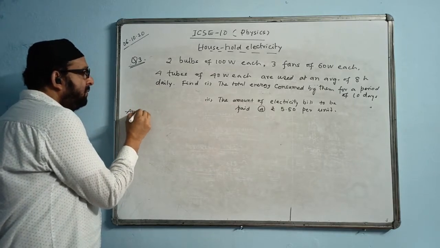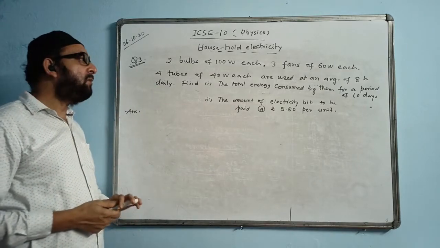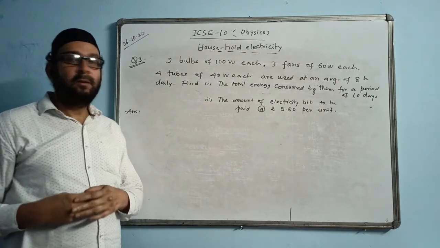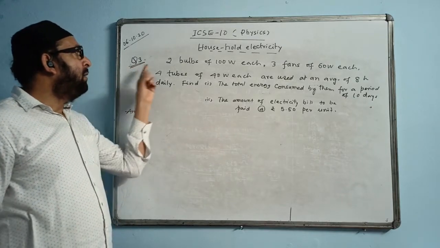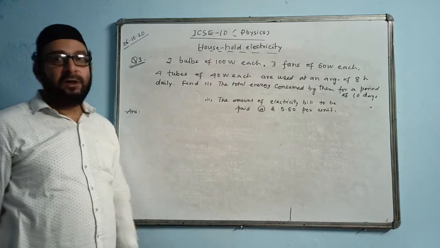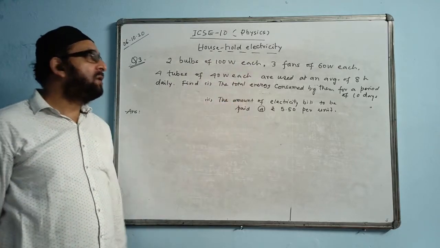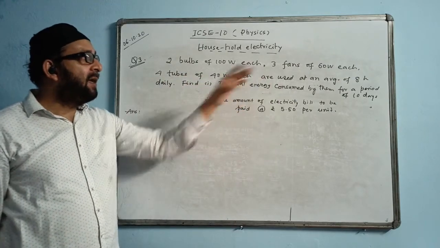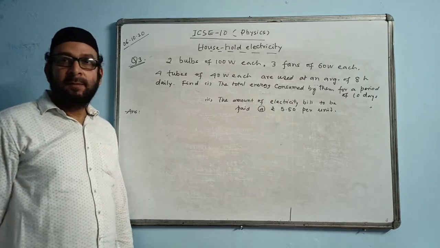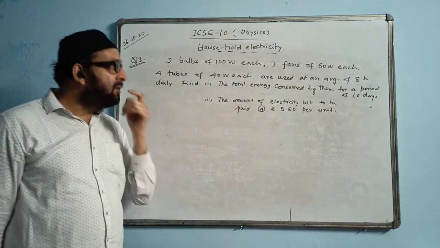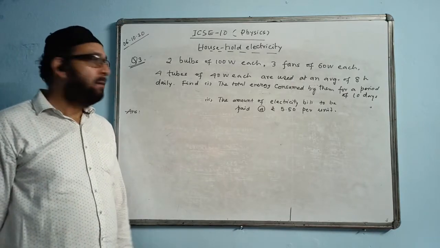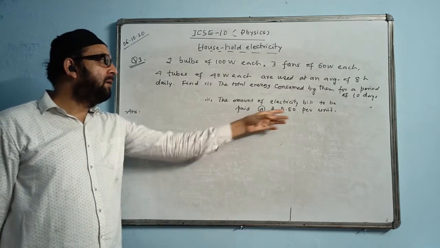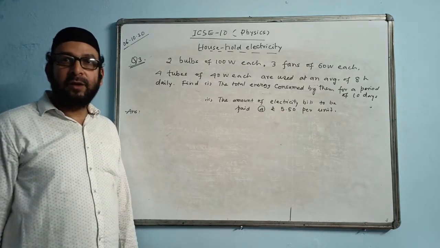Now you see the answer for this question. This type of question is also quite an important type. Once again I read the question: two bulbs of 100 watt each, three fans of 60 watt each, four tubes of 40 watt each are used at an average of 8 hours daily. Find, number one, the total energy consumed by them for a period of 10 days, and second, the amount of electricity bill which we have to pay at the rate of rupees 5.50 per unit.